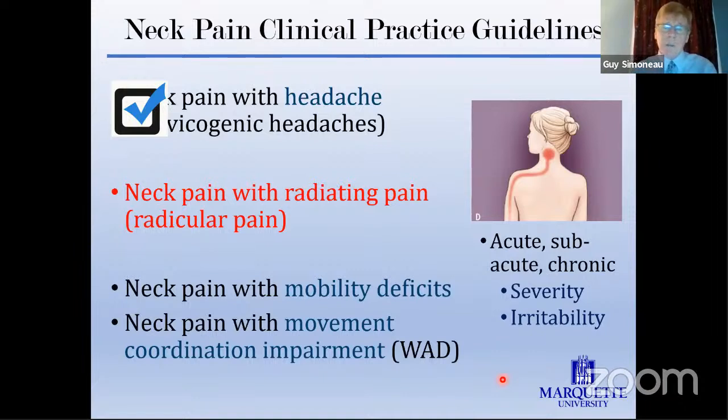So this is the difference here compared to some of the other conditions, that with radiating or radicular pain, you can have people from a minimal amount of pain in the upper extremity to people with very significant deficits in terms of strength and sensory function. Therefore, very wide spectrum in terms of the complexity of the treatment and also the time for recovery that these people will need.